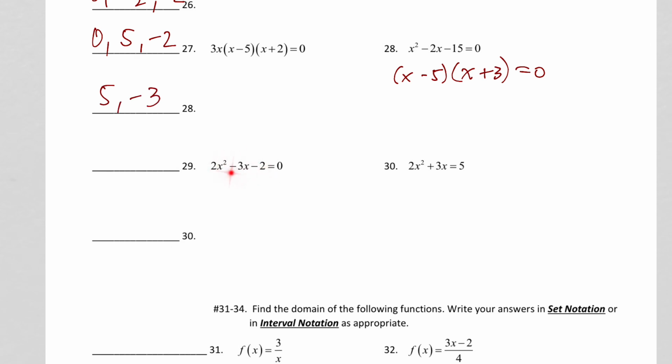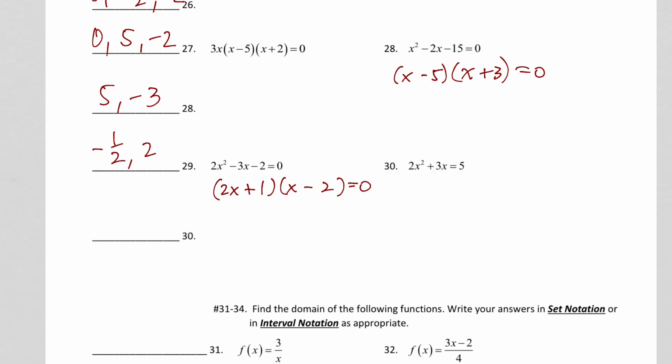We need to factor this first. So this is 2x and x, let's say minus 2 and plus 1. This tells us it's a negative 1 over 2. And this tells us it's a positive 2.